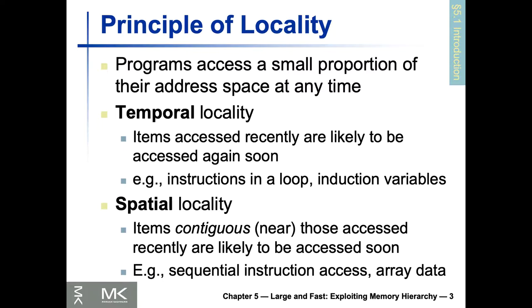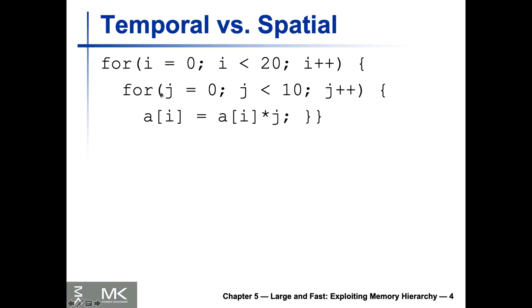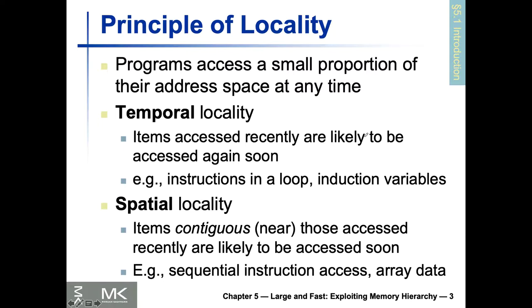Okay, so let's have a quick example of these two principles, temporal and spatial. Say you have two nested loops. You want to iterate over i and j a number of times, and you increase that iterator by one. At each step, you want to update your A[i] by multiplying it by j. Can anyone mention what the temporal and the spatial references are? By temporal, we were talking about items that are already accessed likely getting accessed again. And for spatial, items that are accessed are likely to get accessed nearby, so the contiguous spaces.